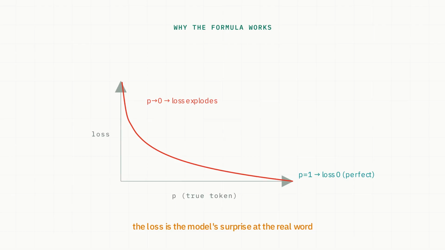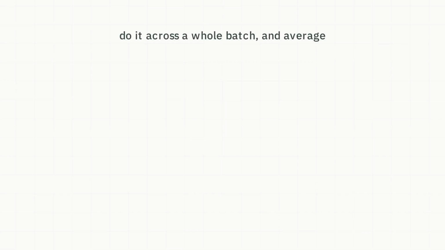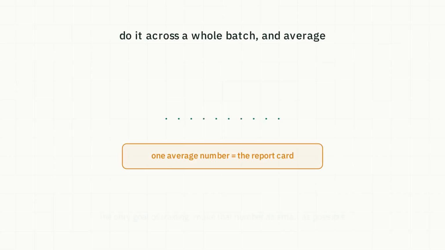You can think of the loss as a measure of the model's surprise. A low loss means it saw the real word coming. A high loss means the real word shocked it. In practice, we don't just do this for one word. We do it across a whole batch of text at once, computing this surprise for every predicted token and averaging it all into one overall number. That single averaged number is the model's report card for this moment. And the entire goal of training, the only goal, is to make that number, that average surprise, as small as possible.